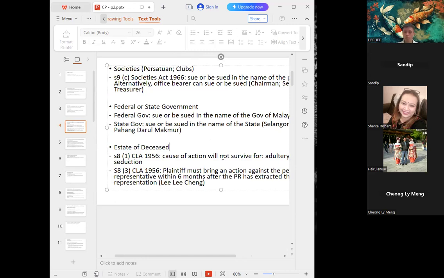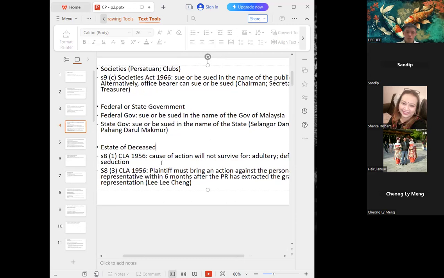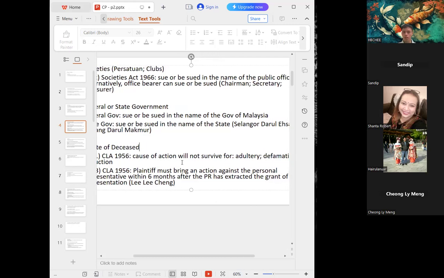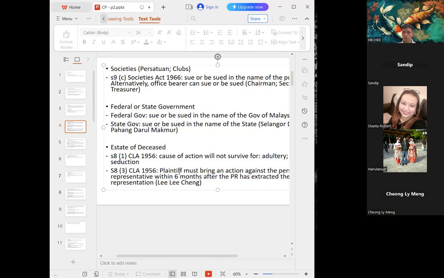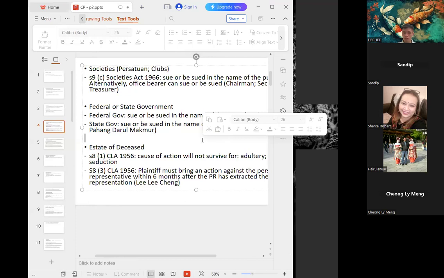This makes sense because the person is already dead, so how are you going to sue a dying person for doing such a thing, right? So looking at Section 8 sub 3 CLA, if you are going to bring the action against the representative of the deceased person, you must do it within 6 months after the PR has extracted the grant of representation. This is the case. Otherwise, it's time barred and we cannot bring the action.